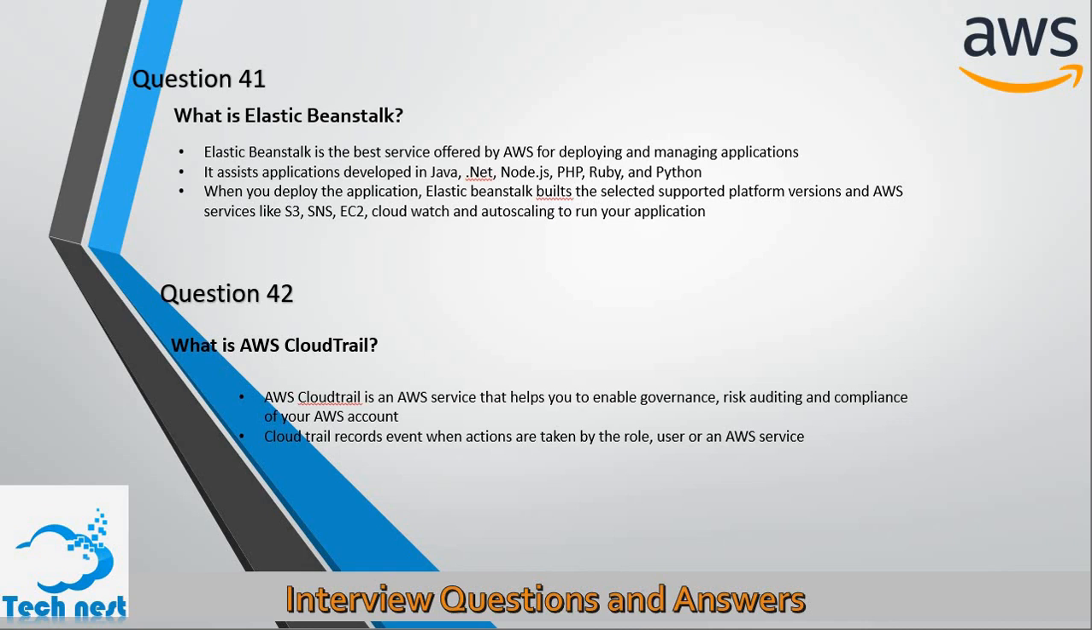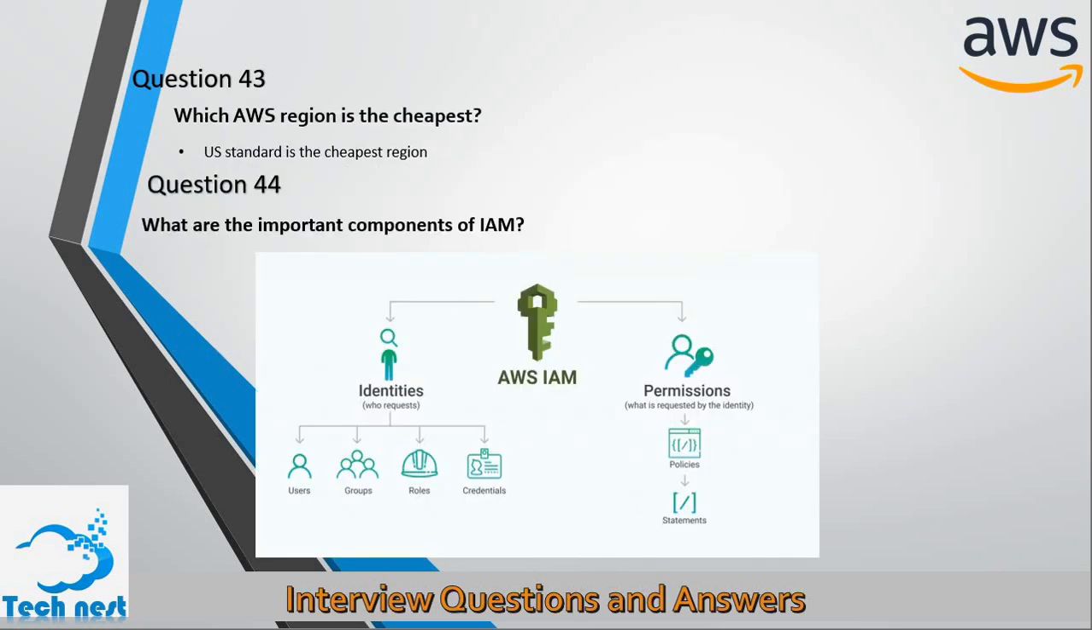What is CloudTrail? AWS CloudTrail is an AWS service that helps you to enable governance, risk auditing, and compliance of your AWS account. CloudTrail records events when actions are taken by a role, user, or an AWS service. Which AWS region is the cheapest? US standard is the cheapest region.